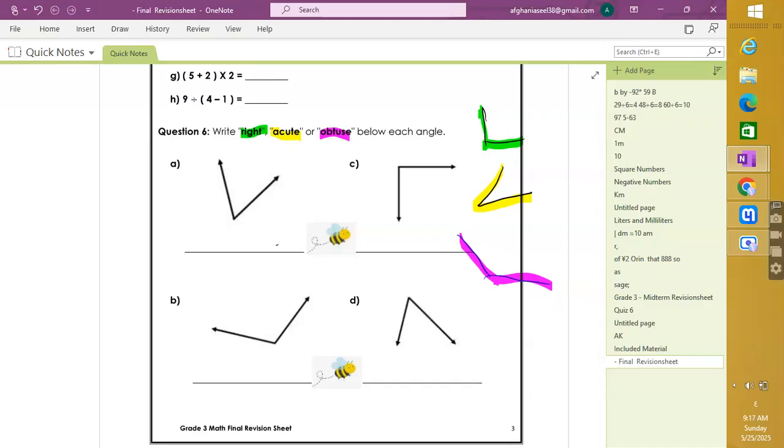Question A. You see this angle. What do you think? What do we call it? Right, acute or obtuse? Excellent. We call it acute. Why? Because it's smaller than the right angle. What about B? It's bigger. Did you see? So we call it obtuse. Excellent. What about C? It looks like the letter L. So yes, it is a right angle. What about D? Excellent. It is acute again because it's smaller than the right angle. It looks like the letter V, right?